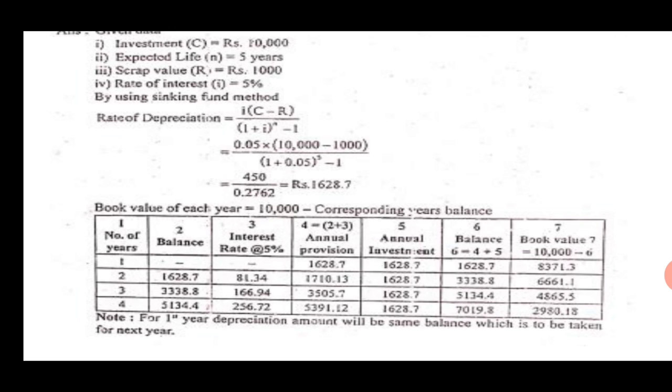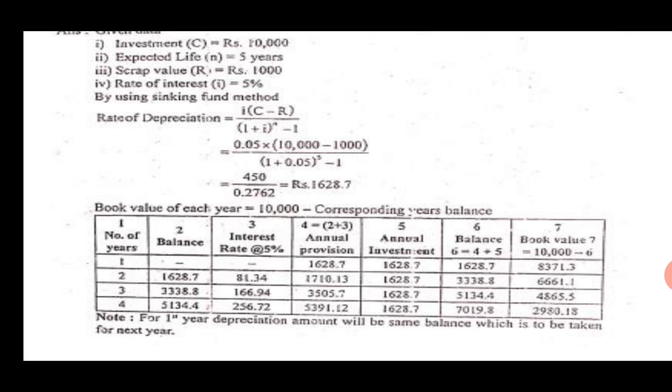If you add, it will become 3,505. This is the annual provision. And again, the annual investment for depreciation is 1628. So adding these two, it becomes 5,134 rupees at the end of the third year, and the book value will be 10,000 rupees minus 5134, that is 4,865 rupees.